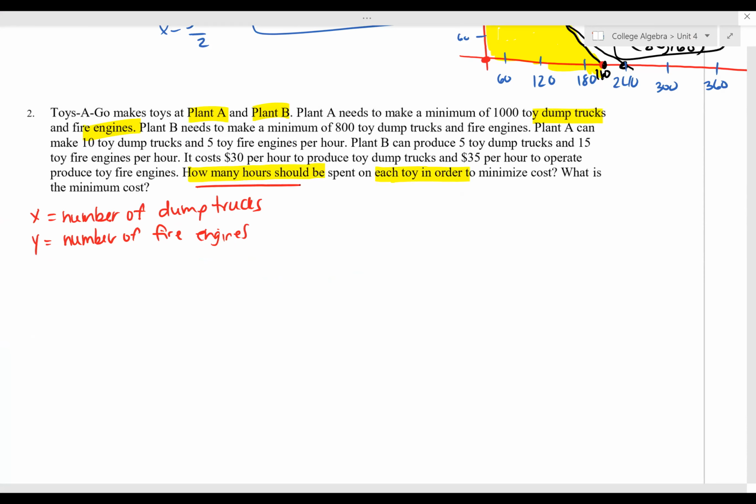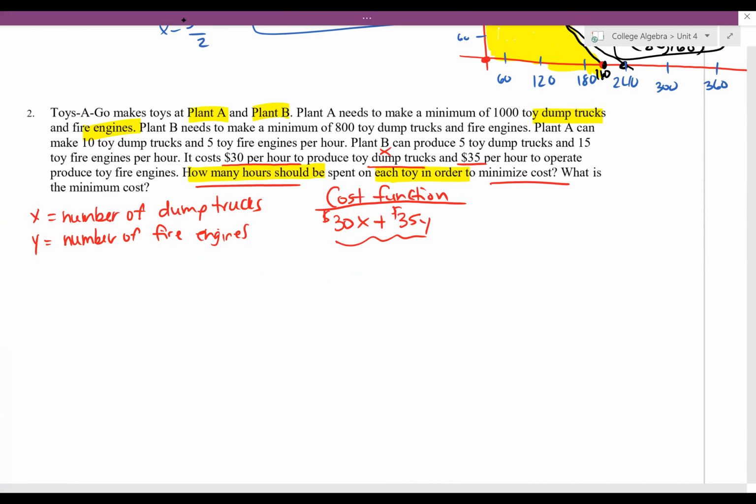And then we go from there and we do constraints, and then we do our profit function, but in this one, it's minimizing cost. So for my cost function, look for dollar signs and then match them up with your variables. It costs $30 per hour for the toy dump trucks. That's why we do the variables first, because every time I see dump truck, that's an X. So I'm going to do 30X plus 35Y. So there's my cost function that I'm going to use at the end after I get the vertices of my region.